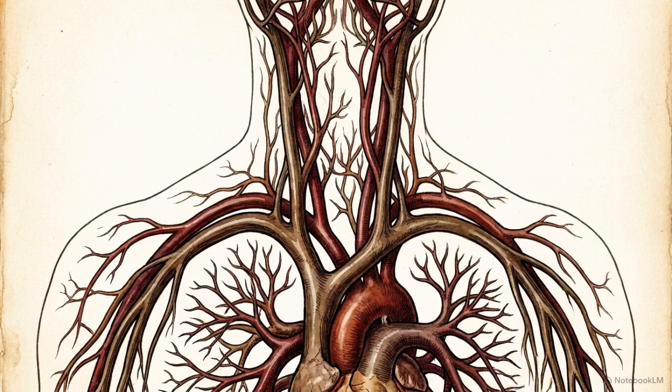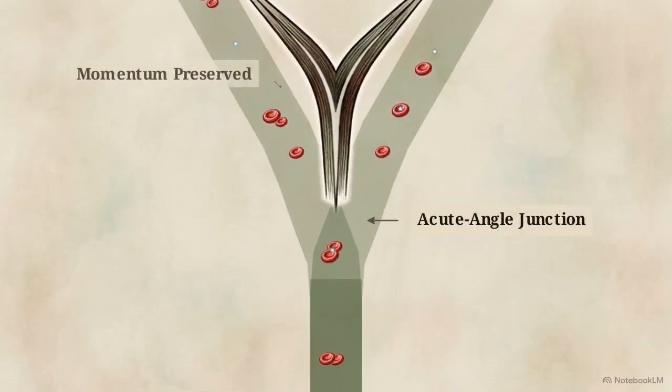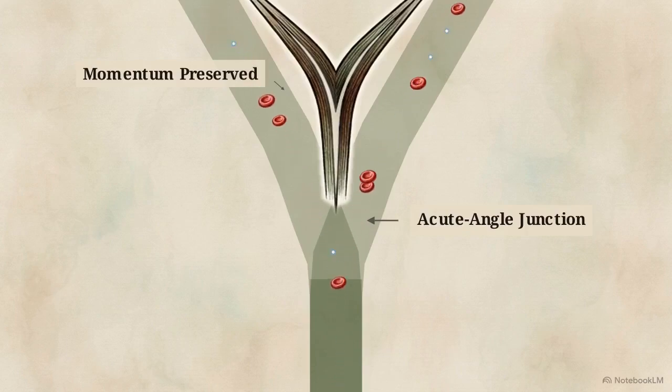Human anatomy follows the same blueprint. Our neural pathways and our blood vessels branch out in these same patterns. Our survival depends on this acute angle branching to move blood and electrical signals rapidly without losing momentum.